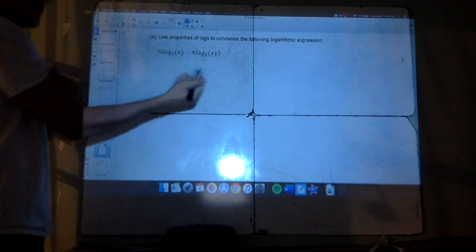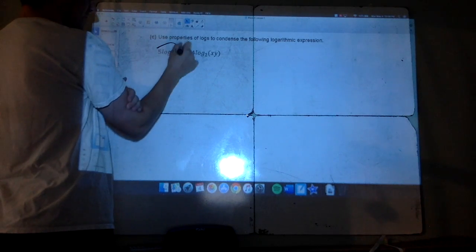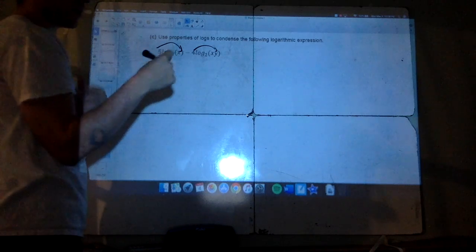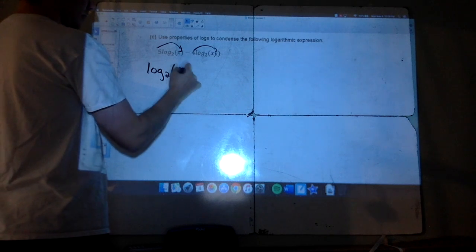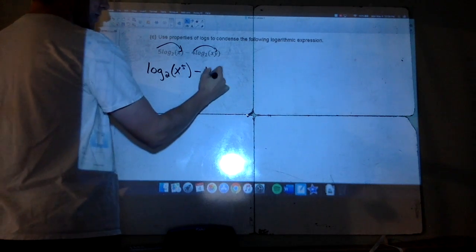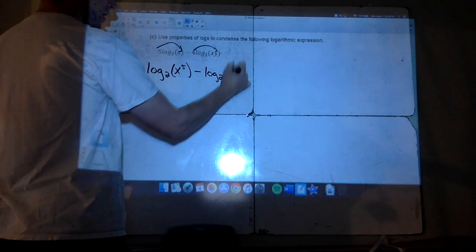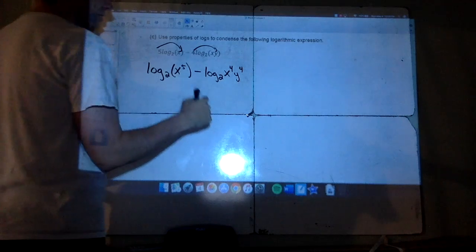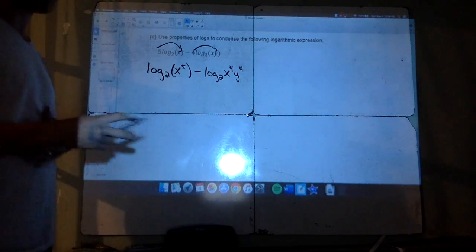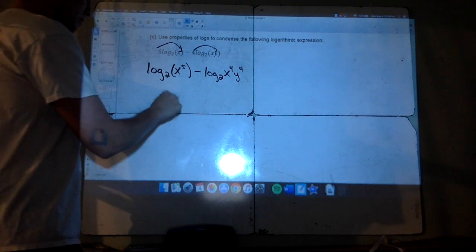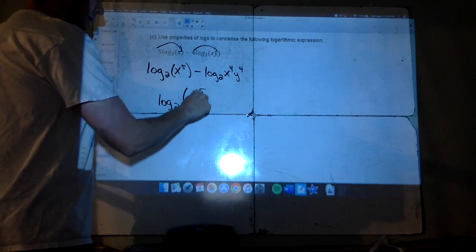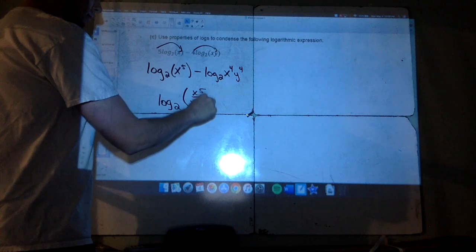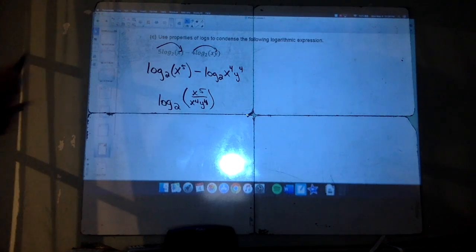So first, the other way, you just go backwards. So you start with the numbers and you make them exponents. So we have the 5 comes inside, the 4 becomes an exponent on both of them. That's important. So we have log base 2 of x to the 5th minus log base 2 of x to the 4th y to the 4th. And subtraction comes from division. So here we have log base 2 of x to the 5th divided by x to the 4th y to the 4th. And that's all we got.